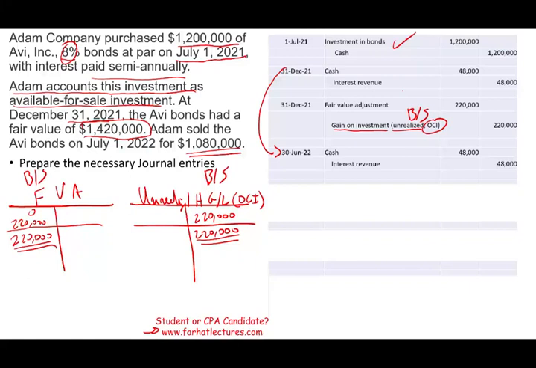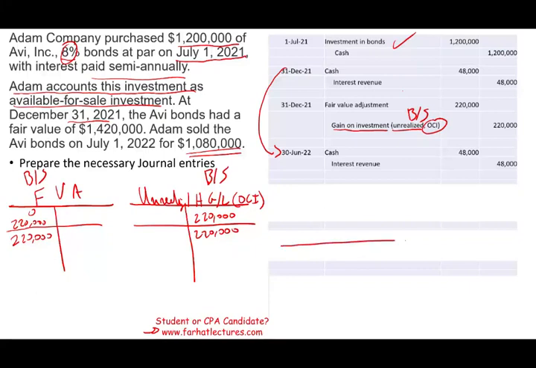Good. Now we sold this investment on July 1st, after we received the interest. We said, okay, we got two payments of interest. It's time to sell this investment. Actually, what happened by that time, the bond is valued at $1,080,000. What do we have to do when we sell this investment? Well, before we sell it, we have to adjust our fair value account. Now we have a loss.